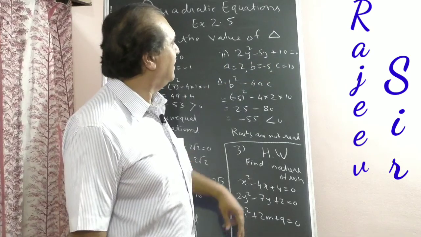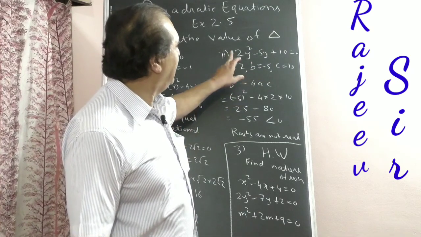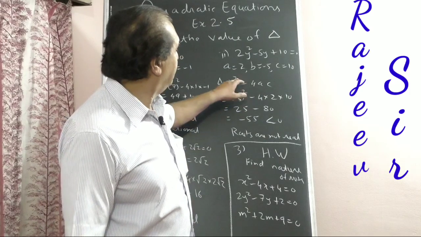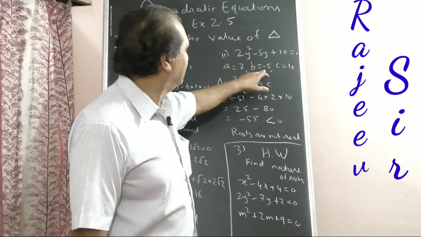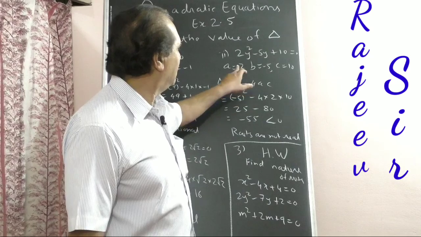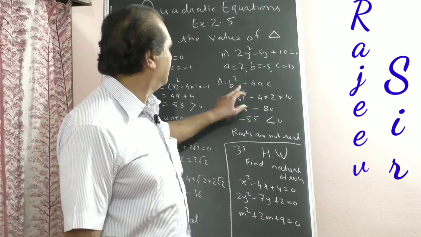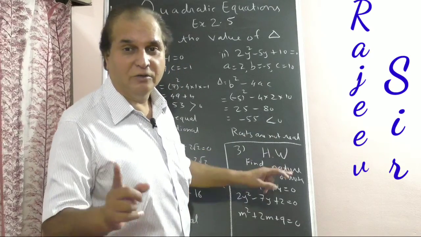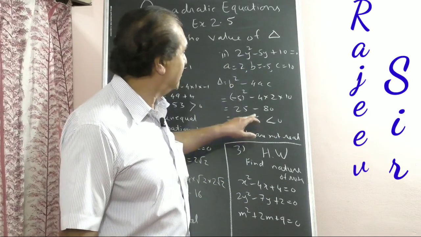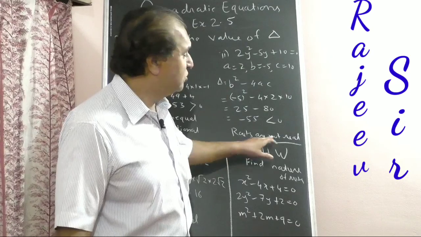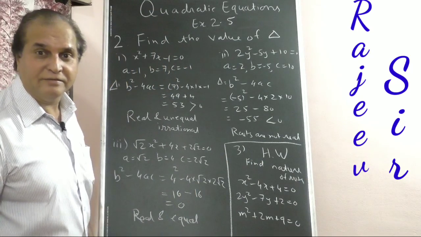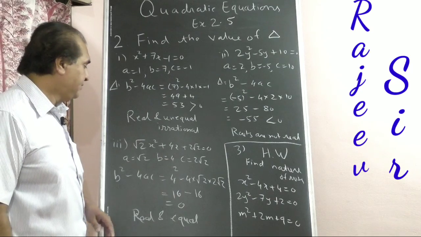2y square minus 5y plus 10 equal to 0. a equal to 2, b equal to minus 5, c equal to 10. b square minus 4ac: minus 5 square minus 4 into 2 into 10. 25 minus 80 is minus 55. Negative. Discriminant is negative. b square minus 4ac is negative. Roots are not real. Finish. Answer. Sum stops there. Okay.